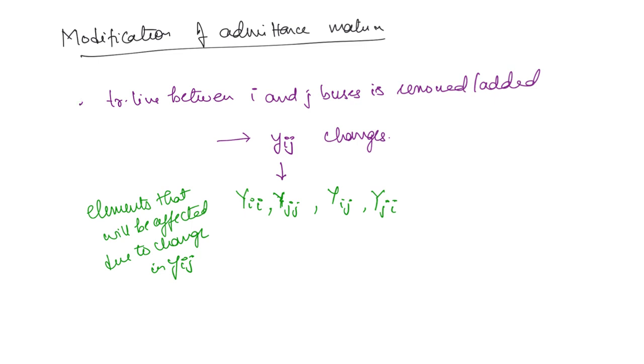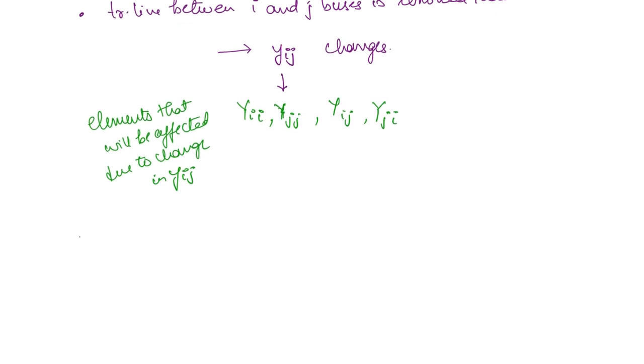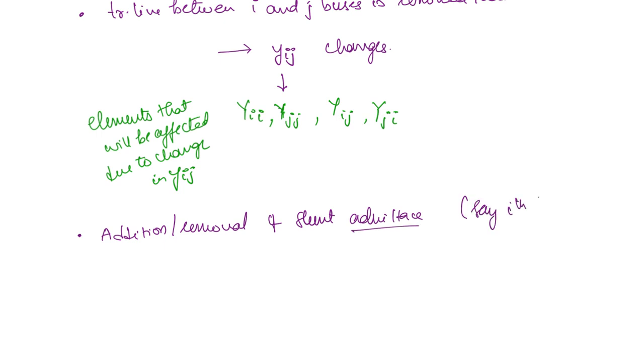So this is the first one. The second one is the shunt admittance, addition or removal of shunt admittance. Okay. So let us say the ith bus, if you are taking the ith bus, then what will be the parameter that is going to change? Small yi will change, and when this changes, it is going to affect only one parameter. What is that parameter? Capital Yii.